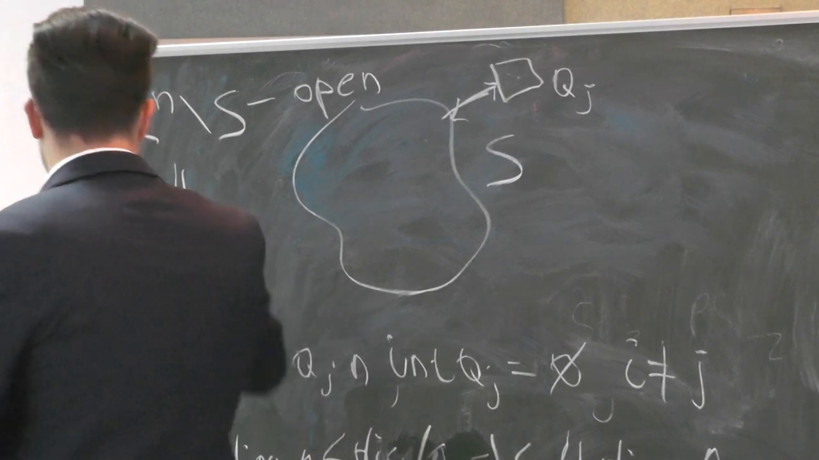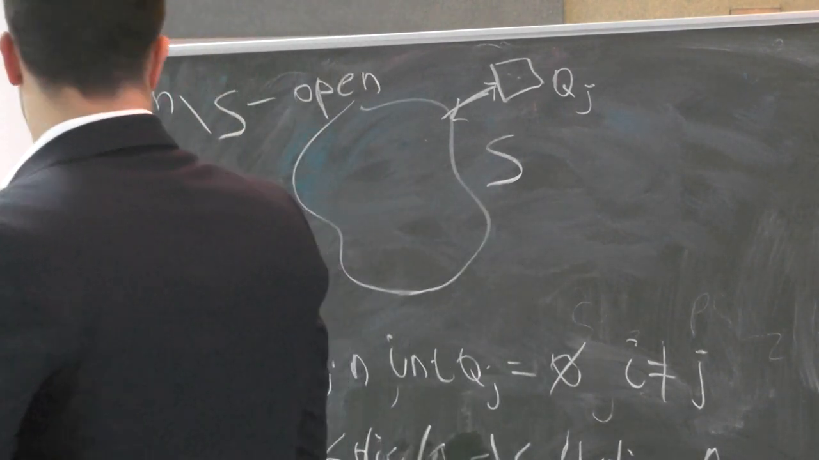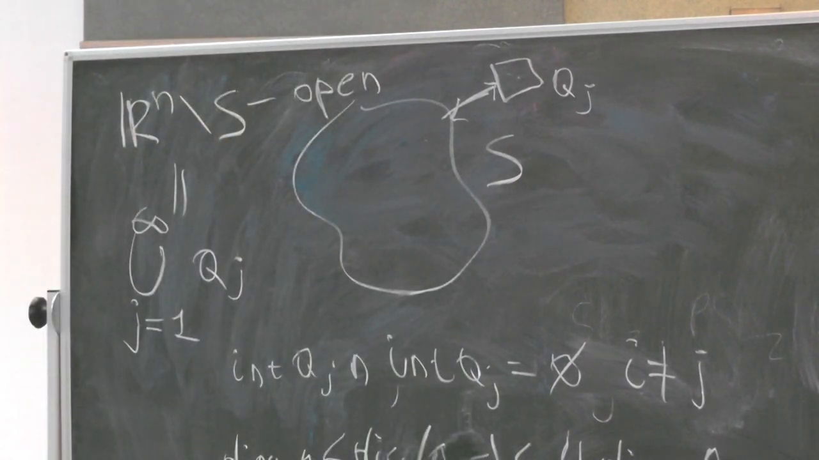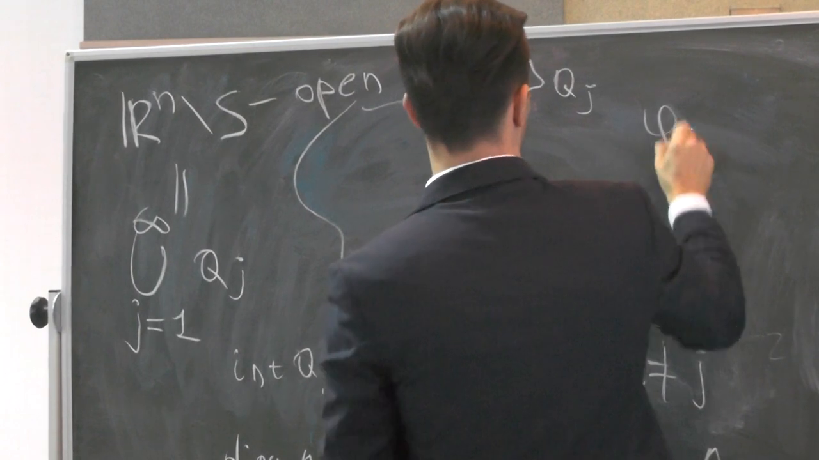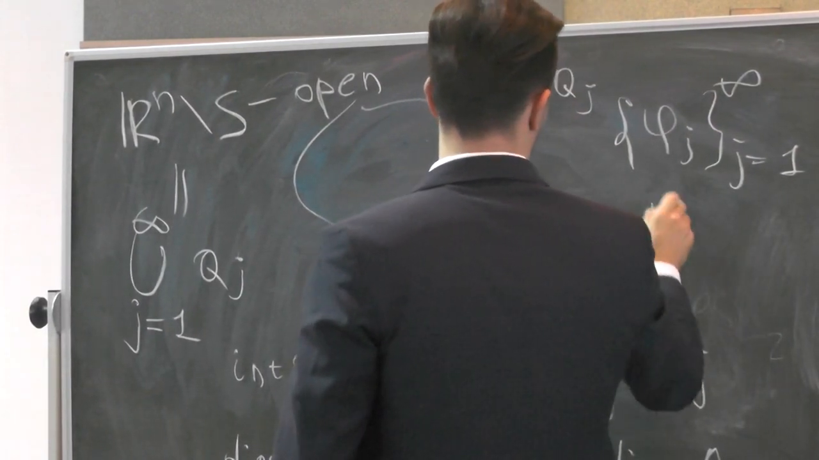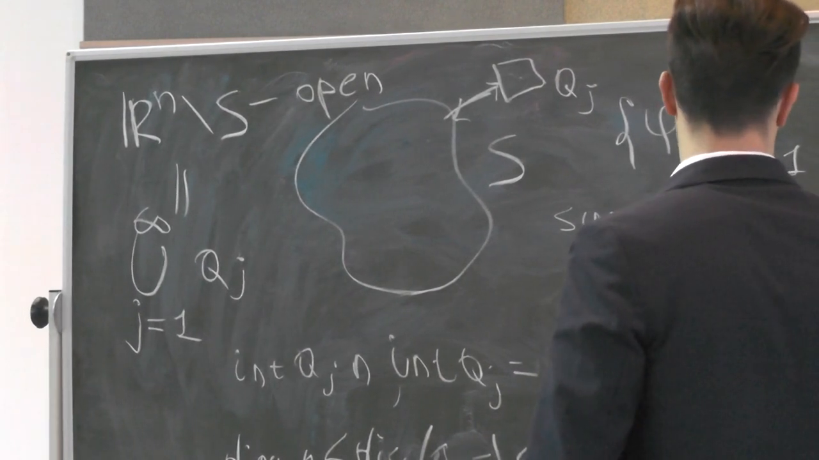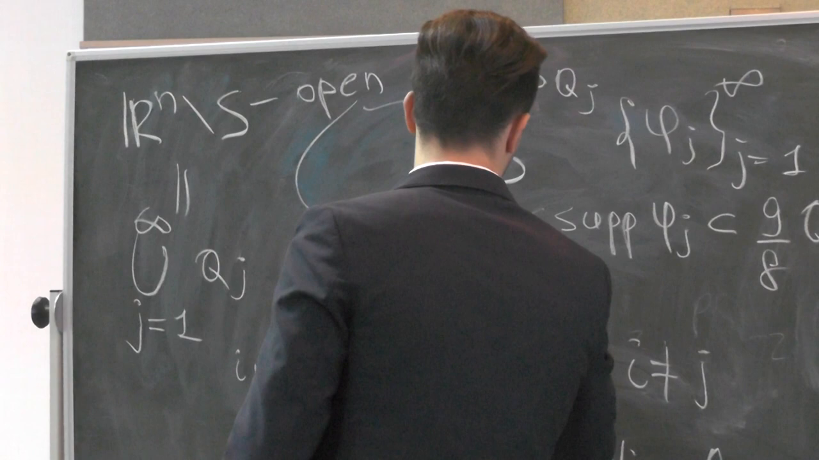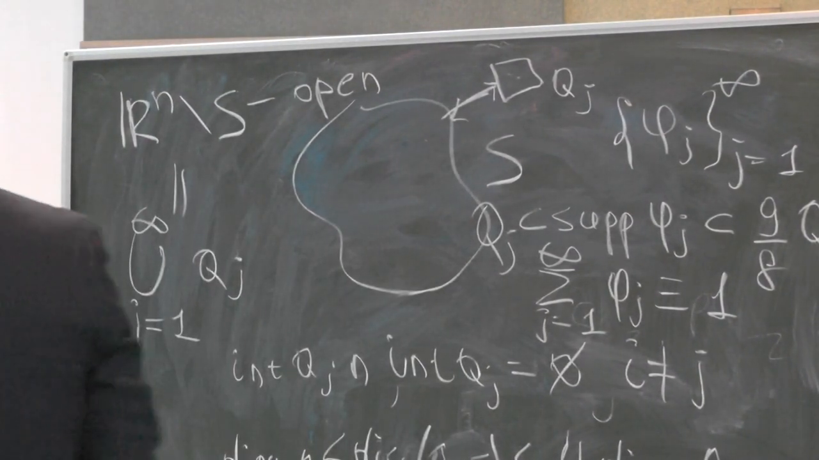This family of cubes is now called the Whitney decomposition of the set Rn minus S. And the covering multiplicity of this family is bounded above by a constant depending only on dimension. And after that, we can introduce a smooth partition of unity. So we introduce a system of functions phi j such that the support of phi j is contained in this cube. These functions are smooth and the sum over all j equals 1, identically 1, on Rn minus S.